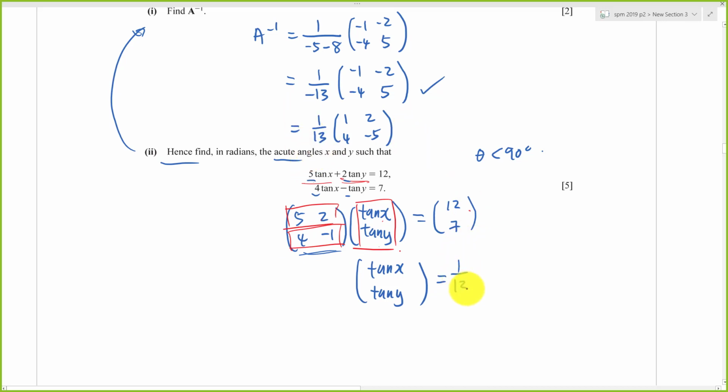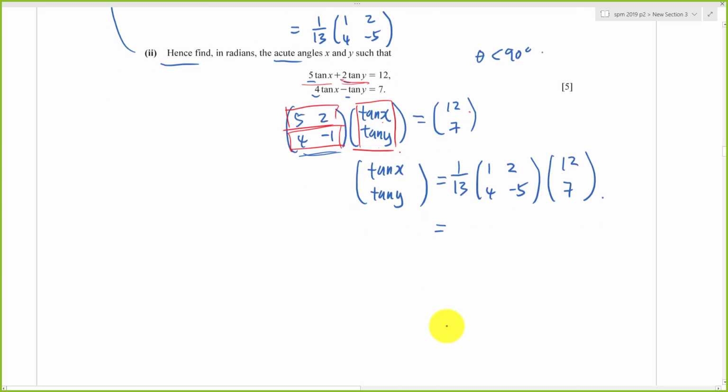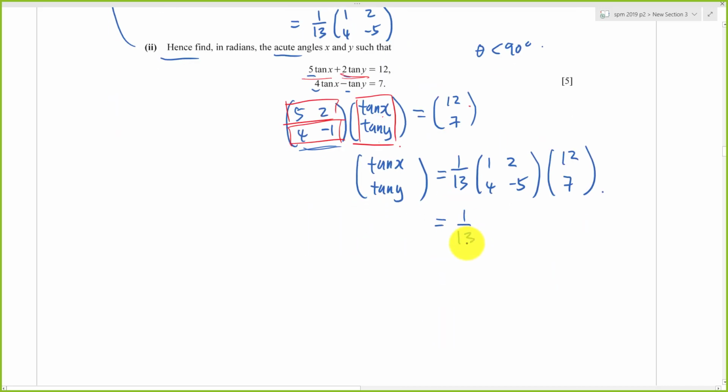So I will get 1 over 13, 1, 2, 4, negative 5, and then 12, 7. Okay, then what we do next is we expand it. Remember, horizontal multiply vertical. Okay, this is my way. I think your math teacher might teach you a different way. It's fine. Any way you're familiar with is fine.